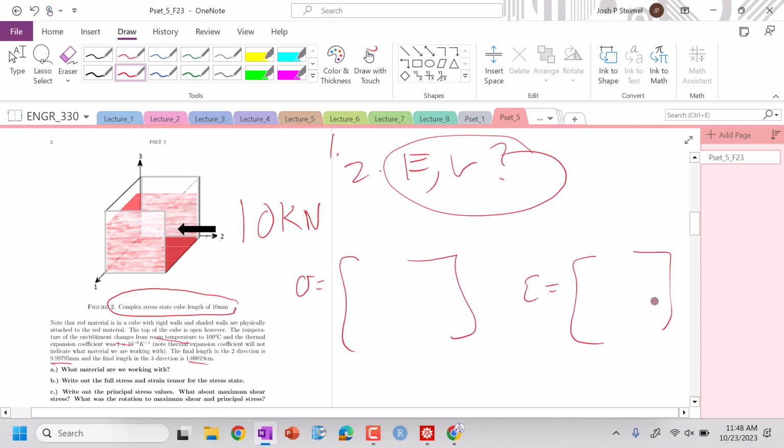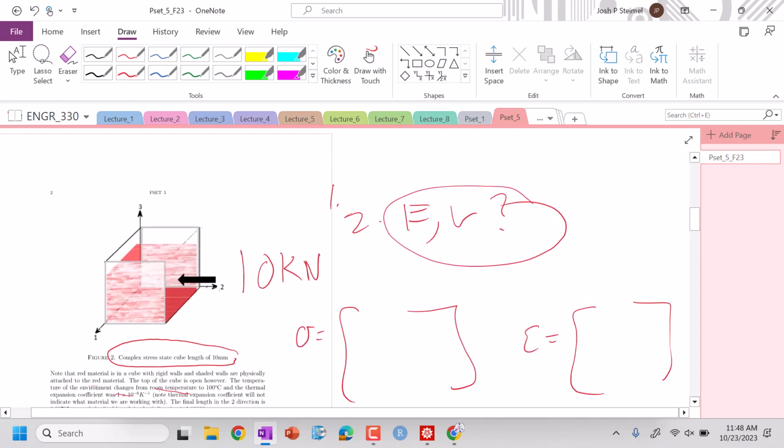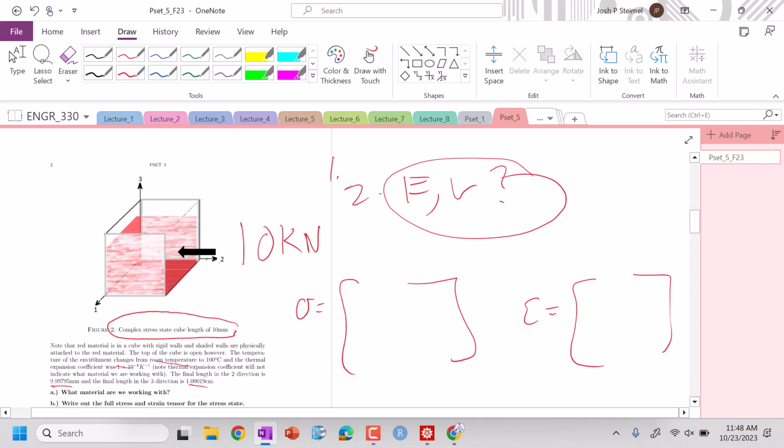So I'm pushing my material here. So it's a cube with rigid walls, but the top is open. So when I push, I'm pushing in here. So there will be a stress in the 2,2, and it should be negative. As I push, I'm pushing in here. The temperature is also increasing. So the material wants to expand. So these walls are attached. So the strain in the 1,1 must be 0.